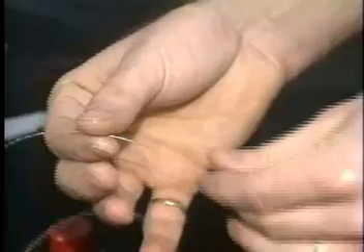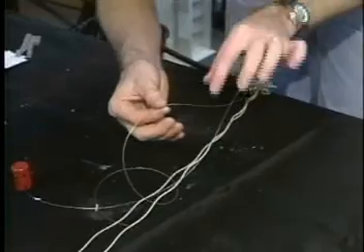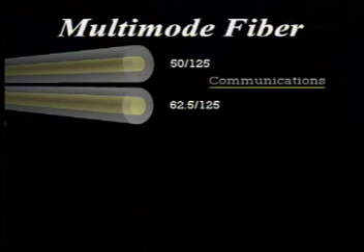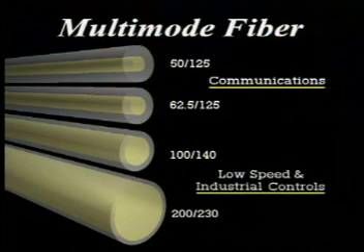Because a wide range of multi-mode fibers are available, the fiber is specified in micrometers with core diameter first, followed by the cladding diameter. Common multi-mode fibers include the 50-125 and 62.5-125 types. The 50-125 fiber is generally considered the European standard for communications use, while the 62.5-125 type is the North American standard. Other types used for low-speed applications include the 100-140 and the 200-230, both used in industrial controls and low-speed data networks.